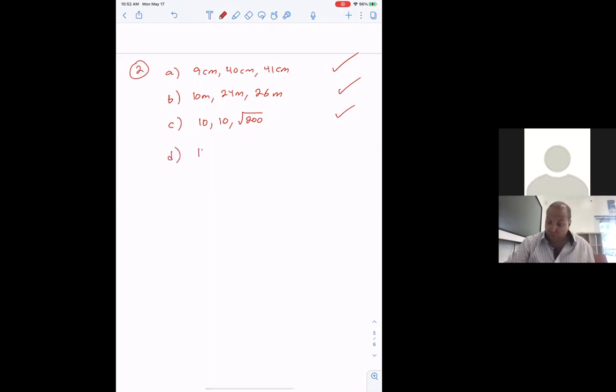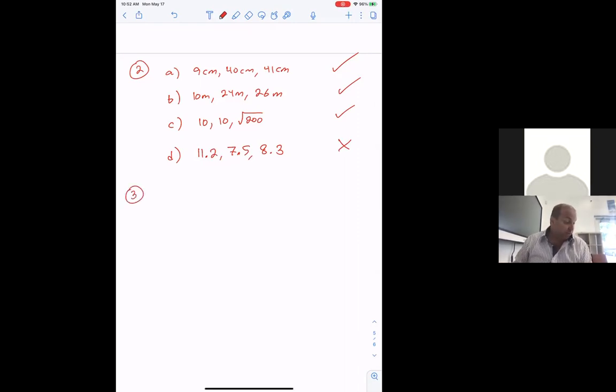For D, we have 11.2, 7.5, and 8.3. Pause, solve, check. So 11.2 would have to be the hypotenuse. So 7.5 squared plus 8.3 squared, that's 125.14. 11.2 squared is 125.44. Oh, they're so close, but off by 0.3. I don't care what you're off by. If you're off, you're off. It's not a right triangle. So that takes us to question number 3.